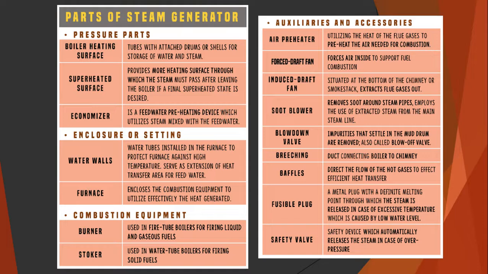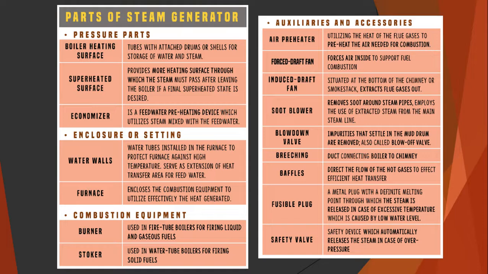Combustion equipment. Burner. Used in fire tube boilers for firing liquid and gaseous fuels. Stoker. Used in water tube boilers for firing solid fuels. So, auxiliaries and accessories. The air preheater. Utilizing the heat of the flue gas to preheat the air needed for combustion. Forced draft fan. Forces air inside to support fuel combustion.